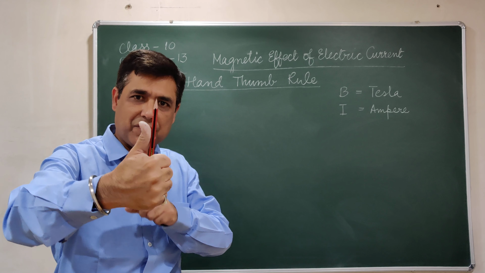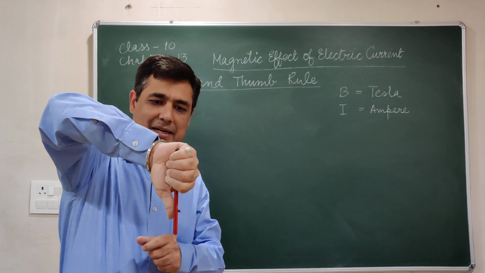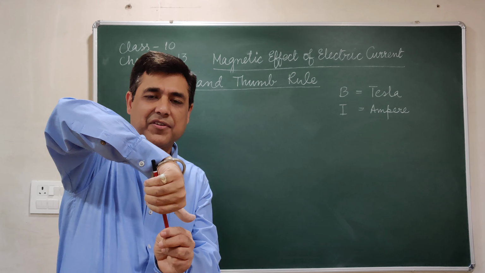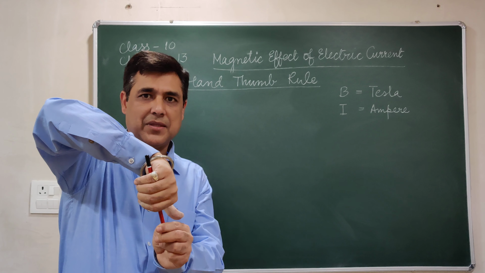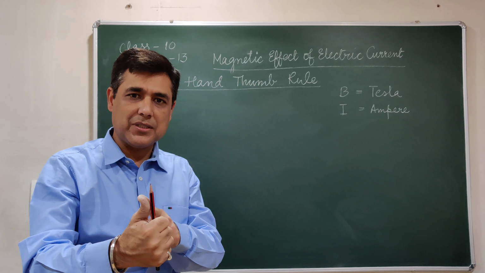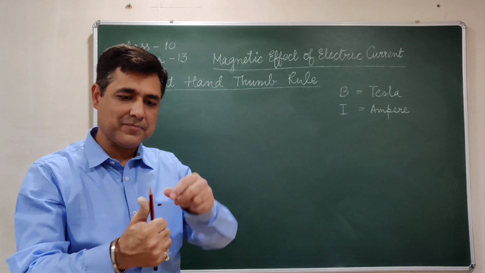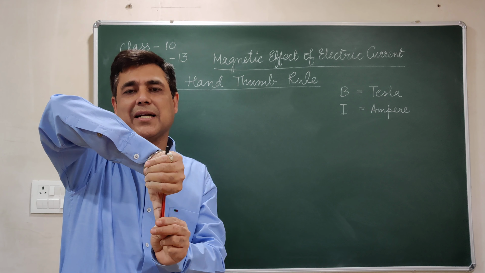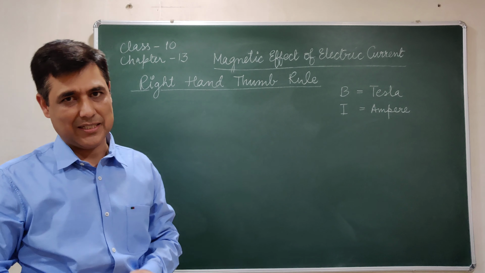Similarly, if the direction of current is downward, then the direction of the magnetic field will be clockwise. So when the current is upward, the direction of the magnetic field is anti-clockwise, and when the current is downward, the direction of the magnetic field will be clockwise. That's very simple.